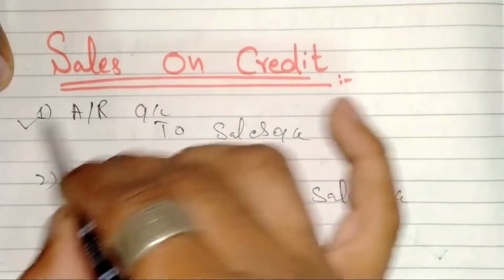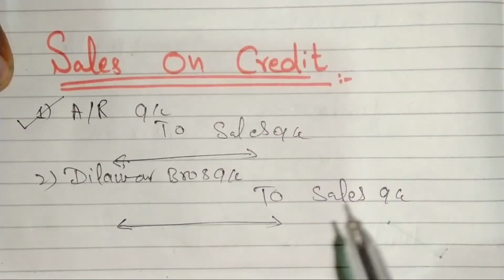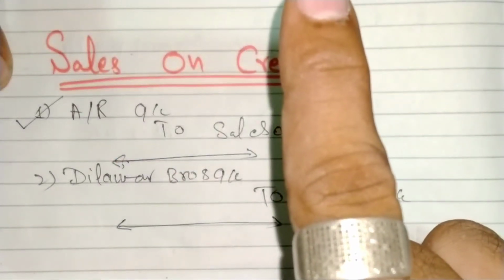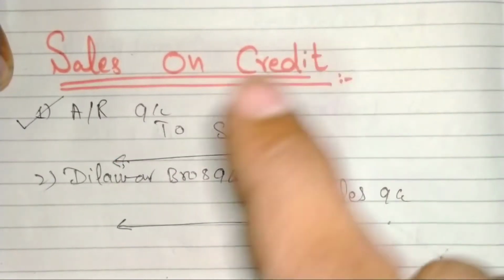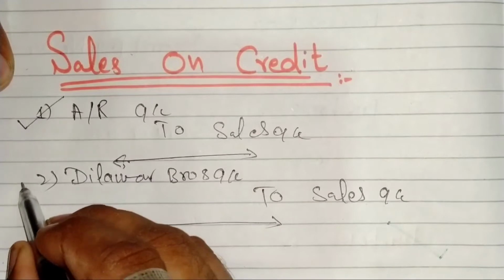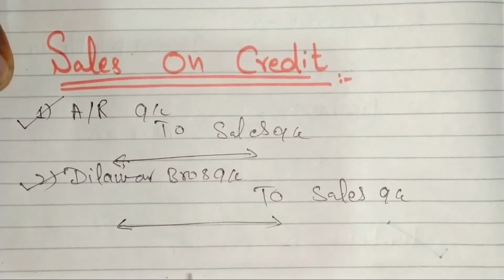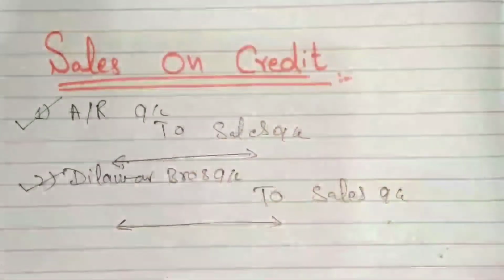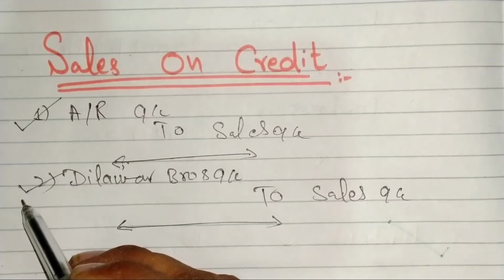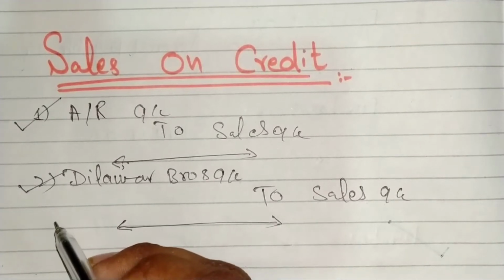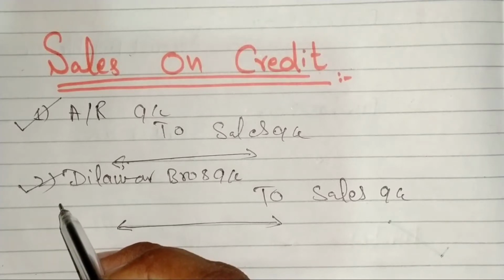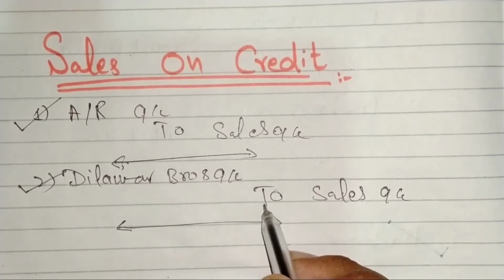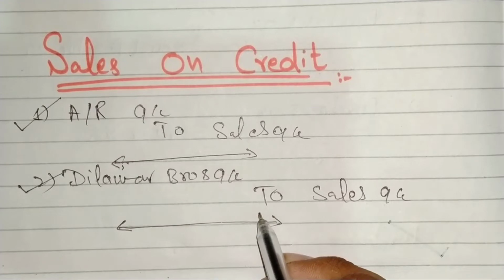This method we will apply when we deal with just one customer. There is no other. This method will apply in this situation when we deal with different customers at the same time. This account will be helpful to you to identify your accounts receivable from your customers or different customers.